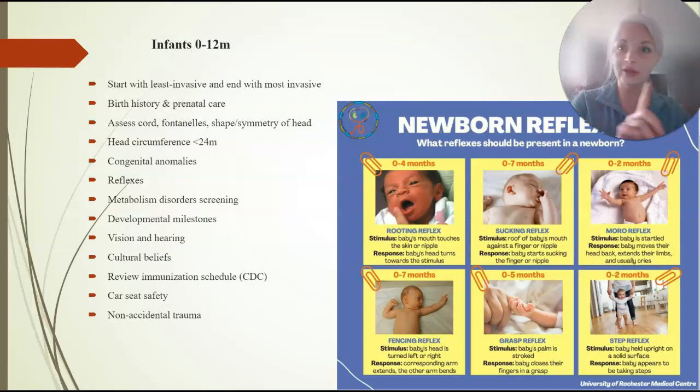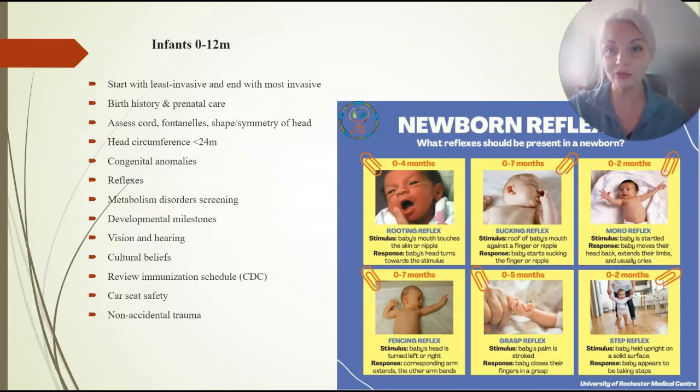Vision's simple, just making sure if the baby can follow you, should be able to see. They still see pretty close up. Naturally, their vision is going to go farther and farther away the older they get. And hearing, if you hear a loud clap, they should startle. That gives you a pretty good indication that they can hear.